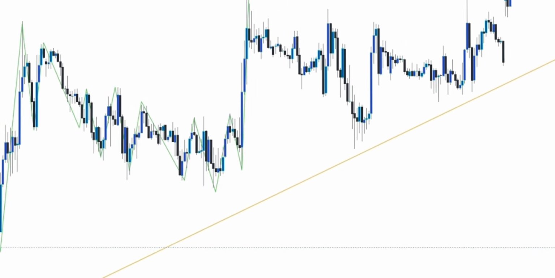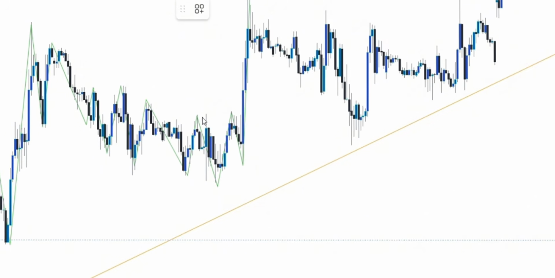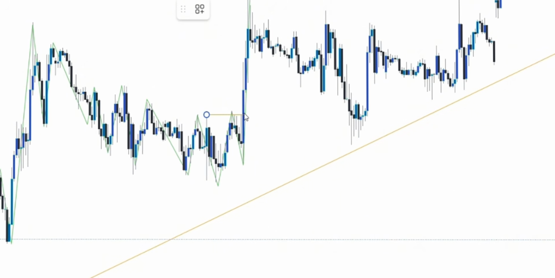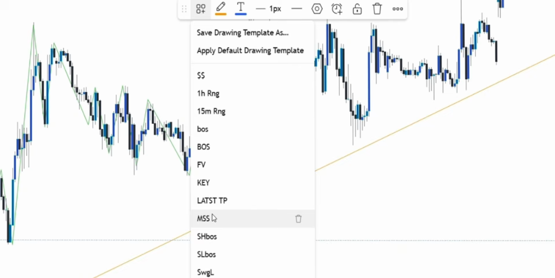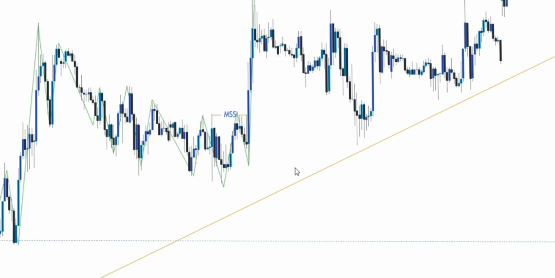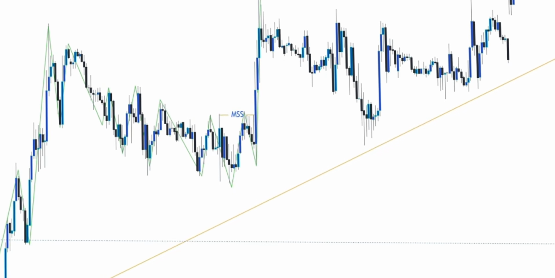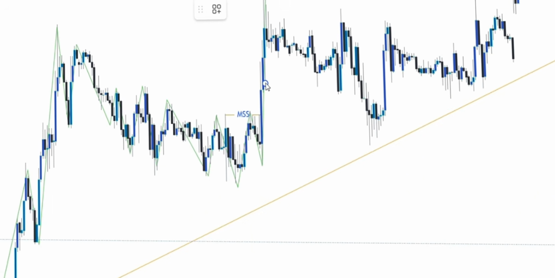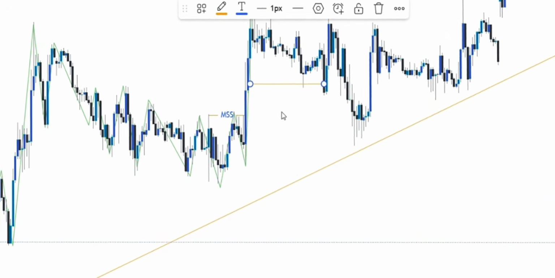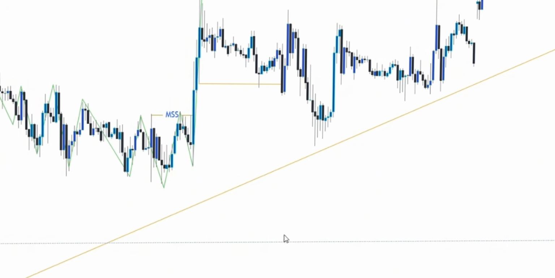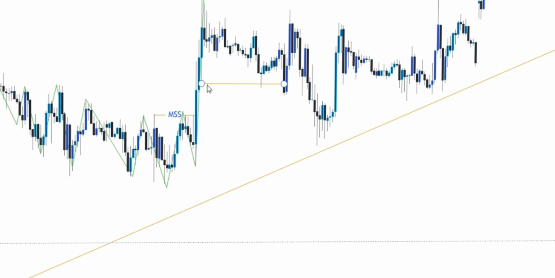First of all, we can clearly see we had our market structure shift within this zone. Now that we have our market structure shift, the next thing we want to see is the first pullback, and this is the first pullback that we had here. You can see that this particular candle pulled back to this zone.